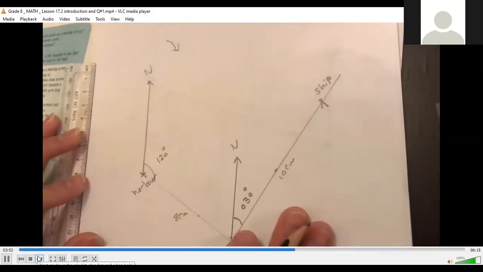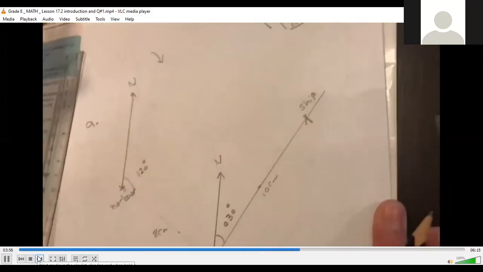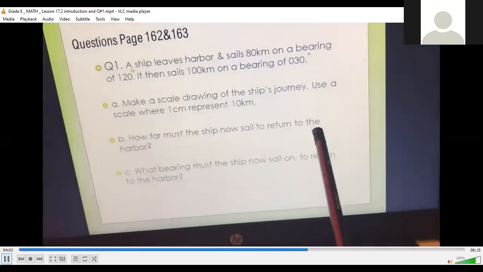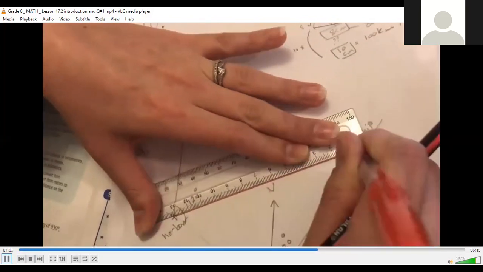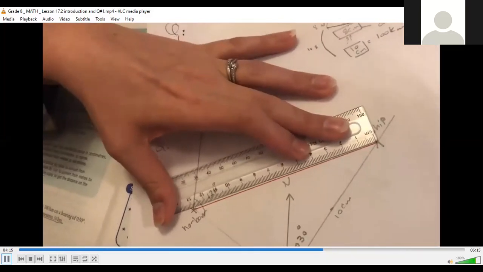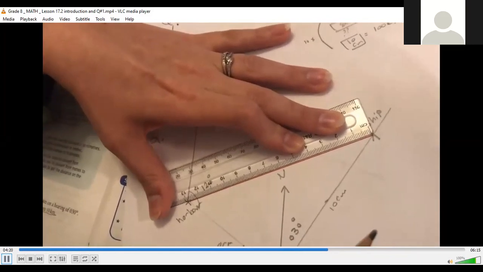So what we did here is only part A, and we drew an accurate scale drawing for the journey of the ship. Second part: how far must the ship now sail to return to the harbor? So this is the ship, and it wants to go back to the harbor. It will go directly from here until it reaches the harbor. So how much is that? We can simply measure it using our ruler, and it's about 12.8, 12.7.